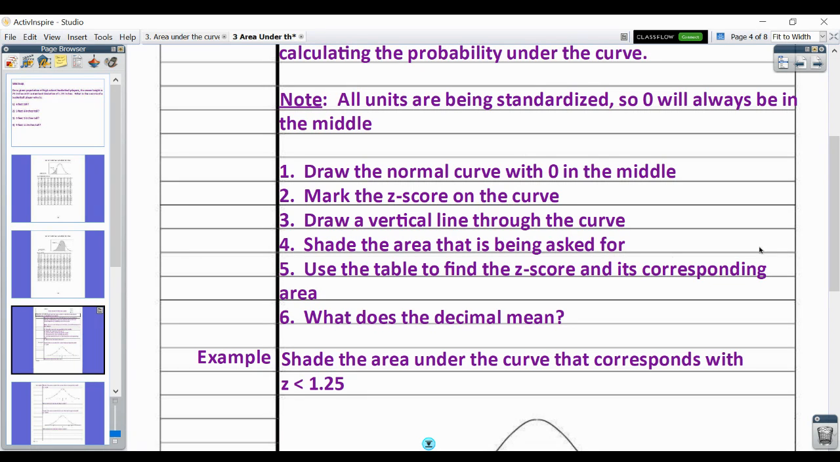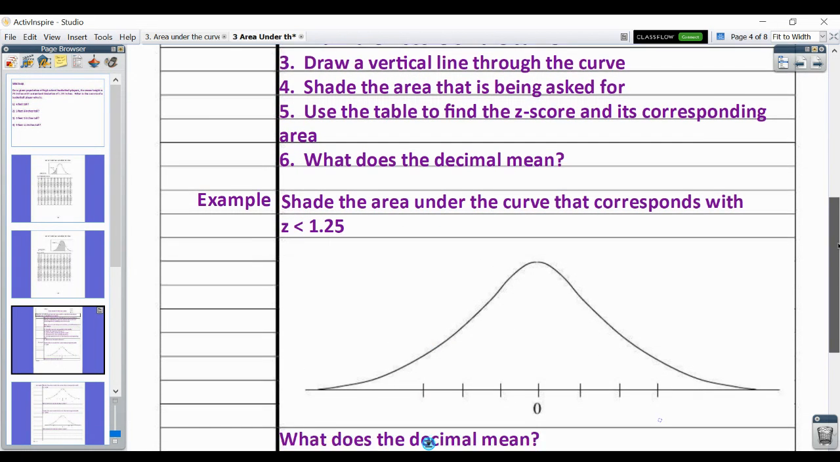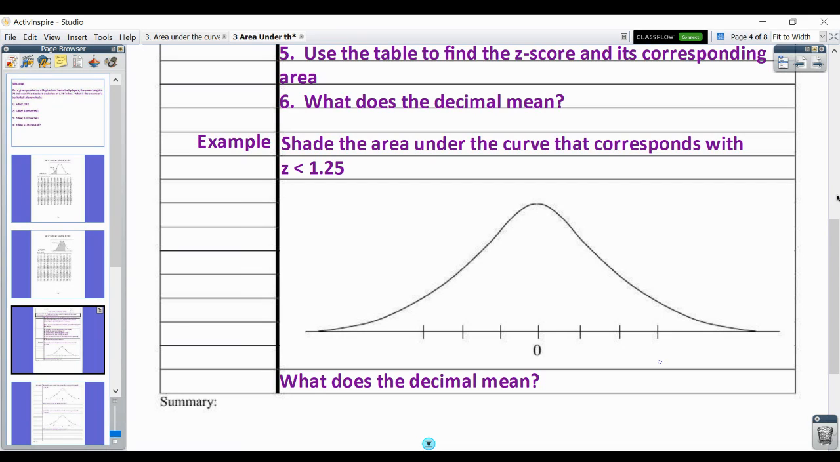So how do we make this work? Number 1, draw the normal curve. Again, 0 is in the middle. Number 2, whatever z-score you are trying to find the area under, mark it on the curve and draw a vertical line through the curve. You will shade the area that's being asked for. You'll use the table to find the z-score and its corresponding area. And then the last step, don't forget: the whole purpose of standard normal curves and interpreting data is, what does that tell us? So you need to tell us what the decimal value means.